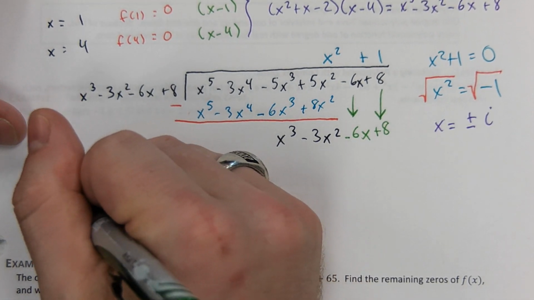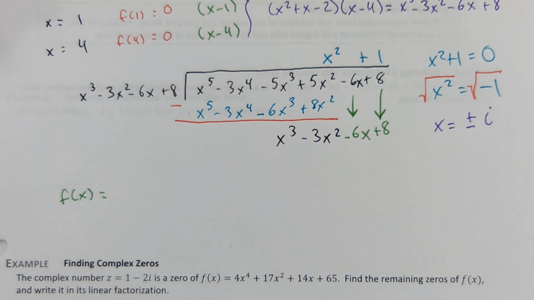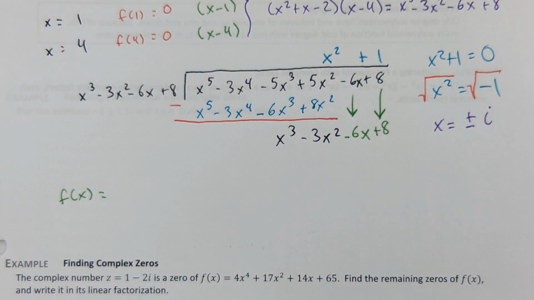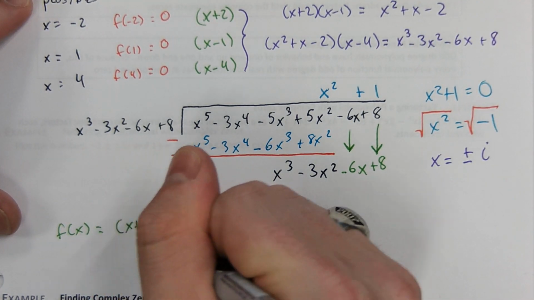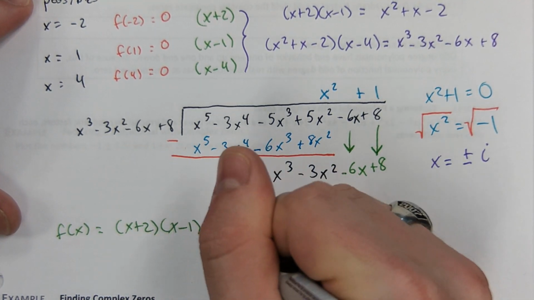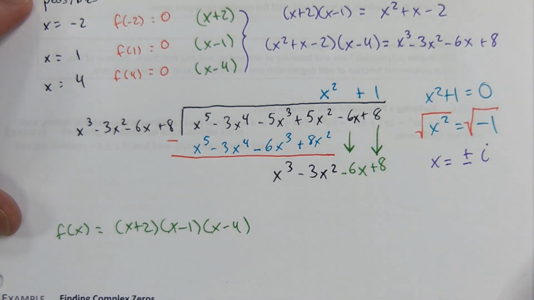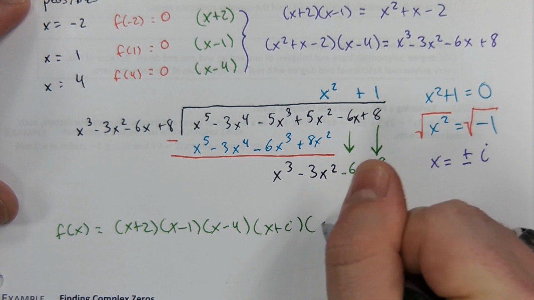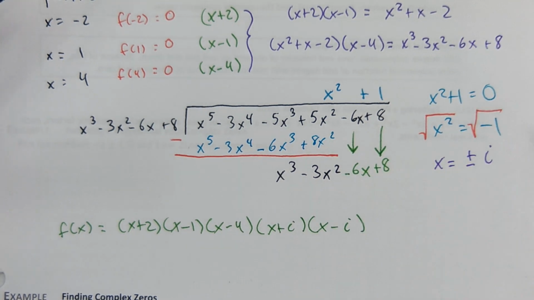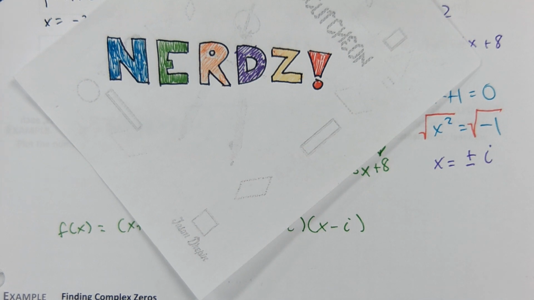Anyway, f of x equals, order of multiplication is unimportant, so I could write my 5 factors in whatever order I want. So the first one we had x plus 2. Then we have x minus 1. We also have x minus 4. And then we have these two guys, x plus I, x minus I, and I throw in the nerds tag, and we call it a day.